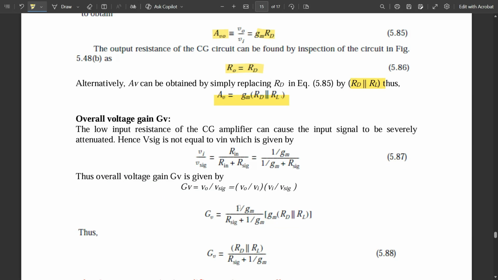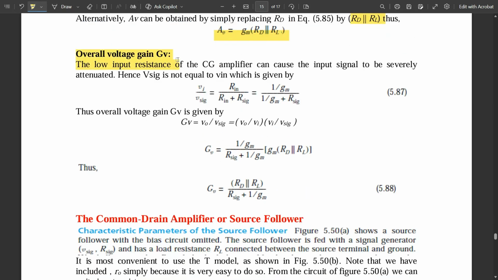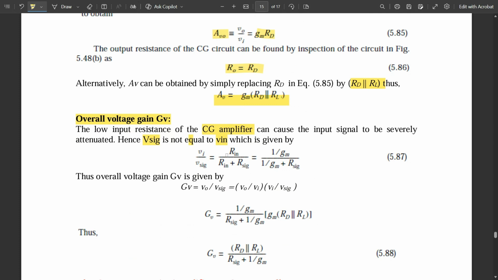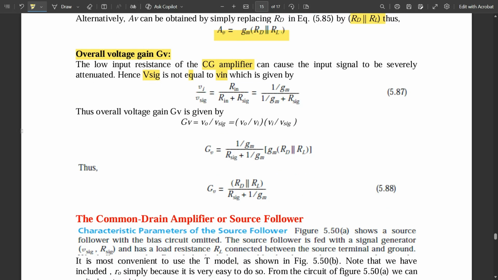Okay, so now let us see how the overall voltage gain is given. For the overall voltage gain Gv, the low input resistance of the common gate amplifier can cause the input signal to be severely attenuated. Hence, Vsig is not equal to Vin, which is given by Vi divided by Vsig. You see here Vi divided by Vsig is equal to Rin divided by Rin plus Rsig, and we know that Rin is equal to 1 by gm. So replace that Rin by 1 by gm, and here also we are having Rin, so 1 by gm plus Rsig.